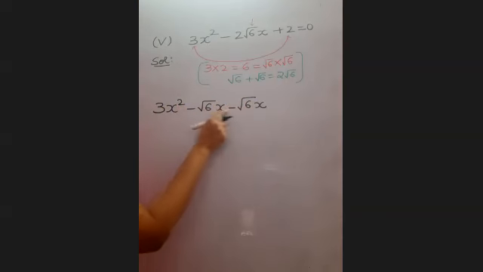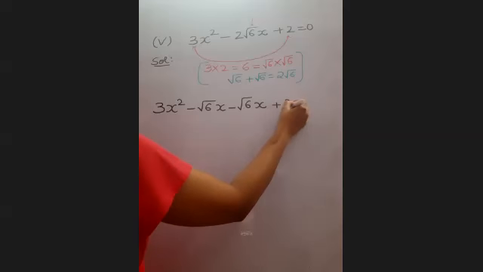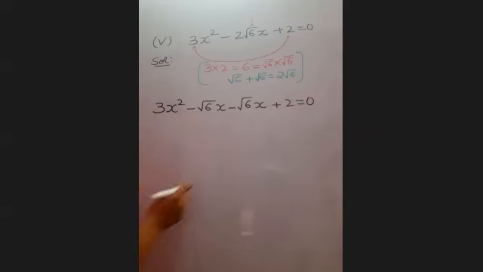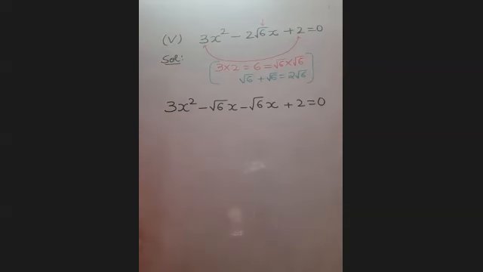We have 3x square minus root 6 x minus root 6 x plus 2 equals 0. I hope you know why I'm taking both negative. Now we are getting stuck over here. Is there anything which is common in 3 and root 6? Only x. No, 3 also.